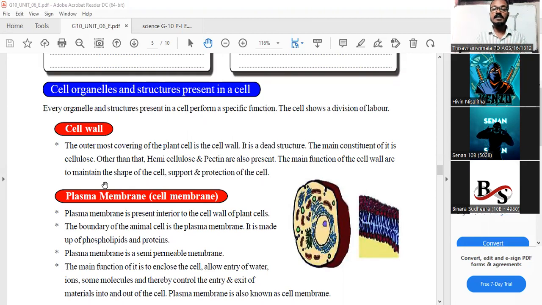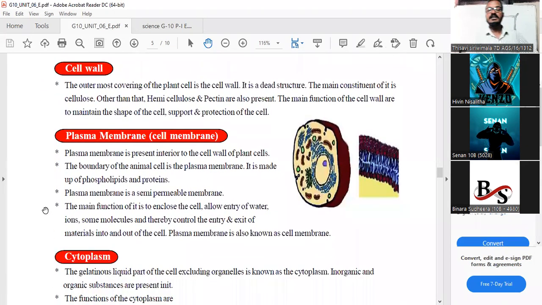And that's what it says, semi-permeable membrane. The main function of it is to enclose the cell, allow entry of water and some molecules, and thereby control the entry and exit of materials into and out of the cell. Plasma membrane is also known as the cell membrane. So you can read this and prepare the note. All right, you can start now.